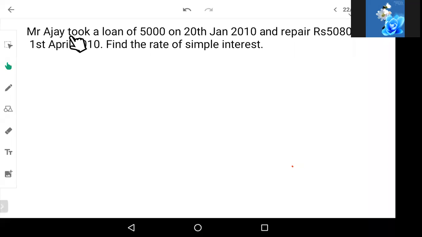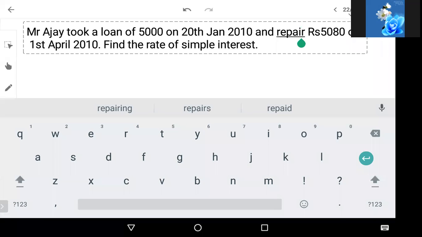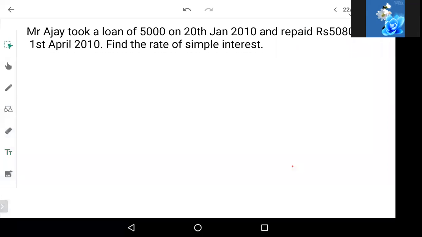Mr. Ajay took a loan of 5,000 on 20th January 2010 and repaid rupees 5,080 on 1st April 2010. Find the simple interest rate.